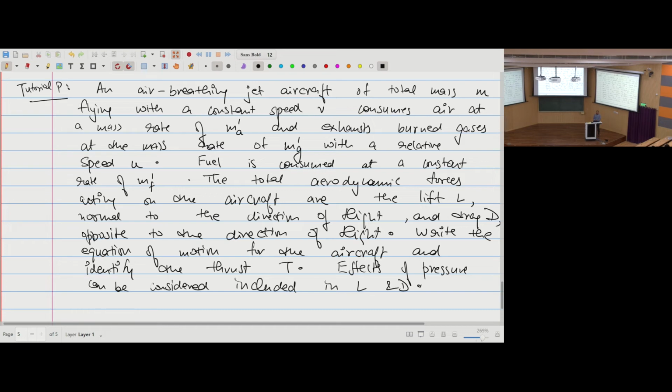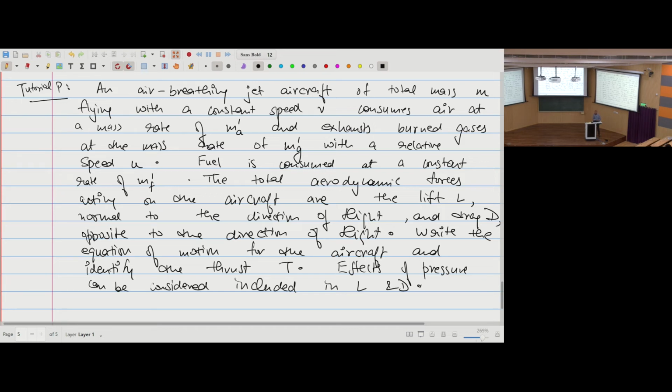The total aerodynamic forces acting on the aircraft are the lift L. So when an aircraft flies in air, it experiences a drag force and a lift force. The net force is split into two parts. One is a drag force, which is opposite to the direction of flight, and a lift force which is perpendicular to that. So you have two components of forces, L and D, that are given to you, because we don't know aerodynamics here. If you learn aerodynamics, mechanical engineers will learn what the expression for this is as a function of the speed of the jet. But for now, let us say that is given to us.